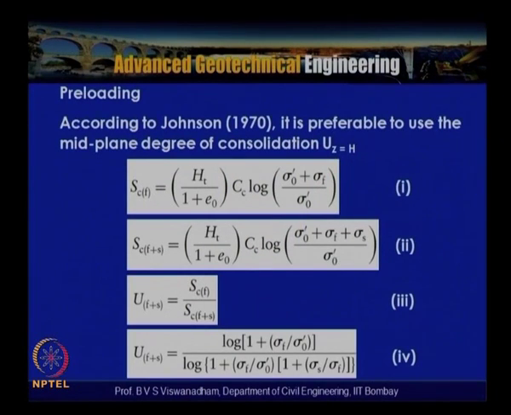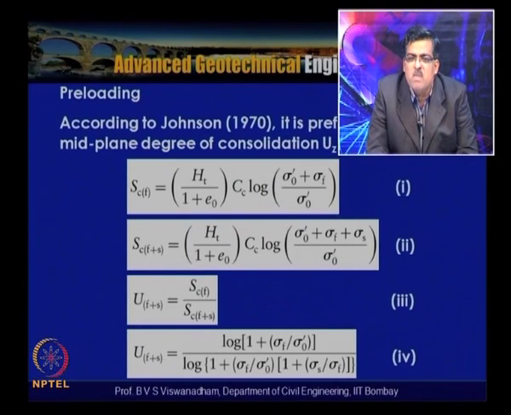So now according to Johnson 1970, it is preferable to use the mid plane degree of consolidation, that is U is equal to U at Z is equal to H. Now we can write the consolidation settlement as SC is equal to HT by 1 plus e naught Cc log of (sigma naught dash plus sigma f) by sigma naught dash. So here sigma f is the permanent fill, and once we compute the final consolidation settlement, then compute SC f plus S, that is fill plus surcharge. So in this case HT by 1 plus e naught Cc log of (sigma naught dash, the initial effective overburden pressure, plus sigma f plus sigma S) divided by sigma naught dash.